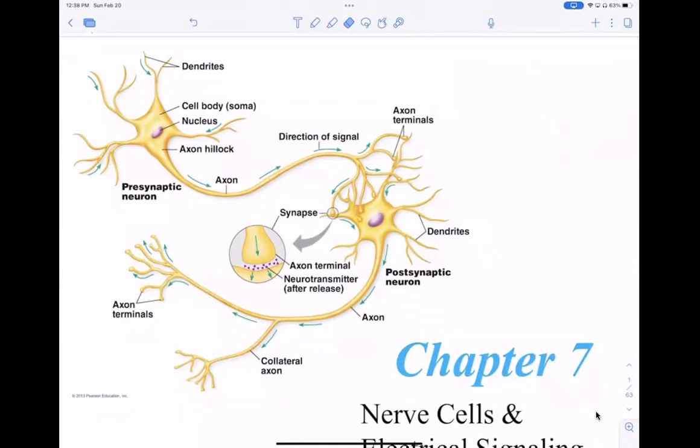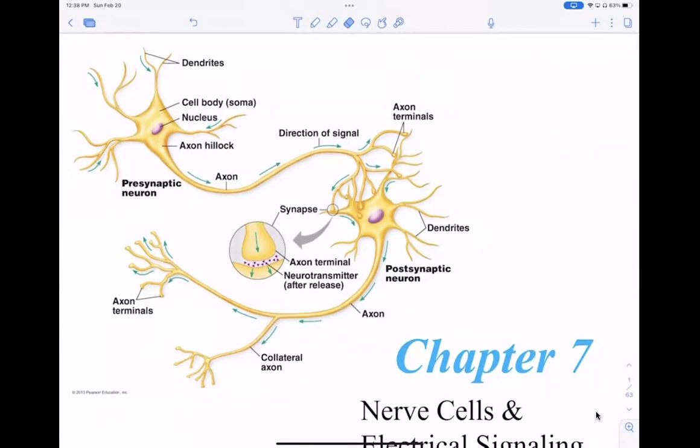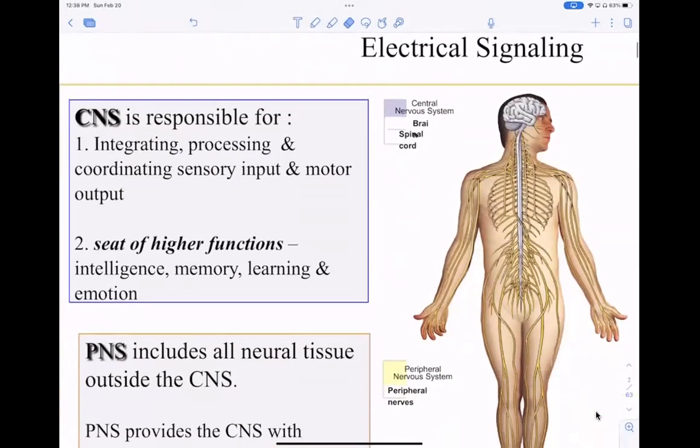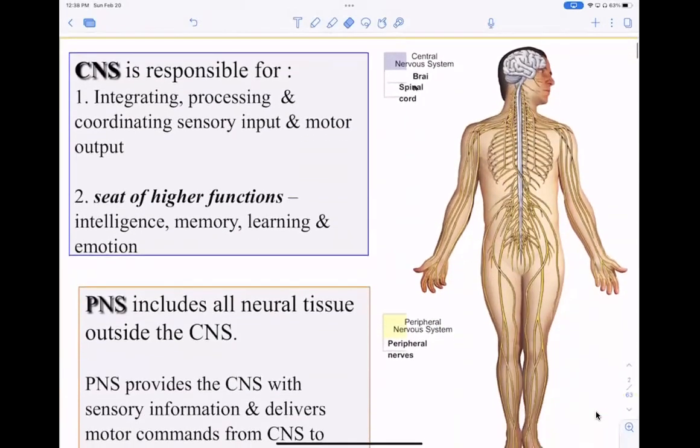So this is Physio Chapter 7, and we are starting the nervous system. Chapter 7 is discussing nerve cells and electrical signaling. And this does require you to remember some of your anatomy.